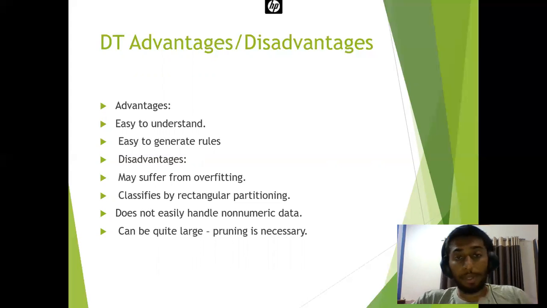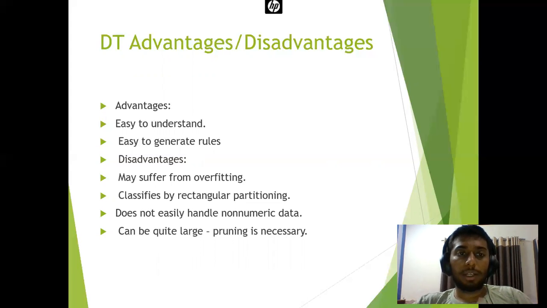Disadvantages: it may suffer from overfitting. For example, if there are not many classes, or the data cannot be classified into too many levels or too many nodes, then overfitting can happen. It classifies by rectangular partitioning and does not easily handle non-numeric data. It can be quite large, and tuning is necessary.